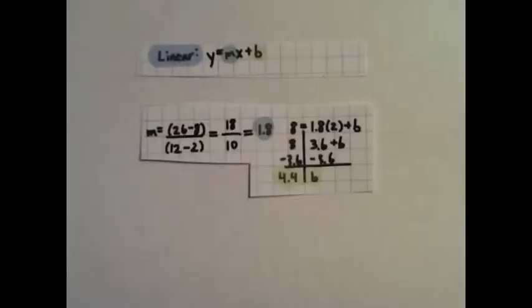The original structure of a linear equation is y equals mx plus b, where m is the slope and b is the y-intercept. In order to find the slope, we use the equation (y2 minus y1) over (x2 minus x1) to get 18 over 10, or 1.8 for the slope. Then we took the slope and put it back into y equals mx plus b form to solve for b. b was 4.4. Then we wrote the final equation, which was y equals 1.8x plus 4.4.